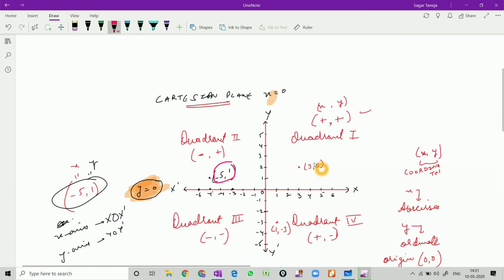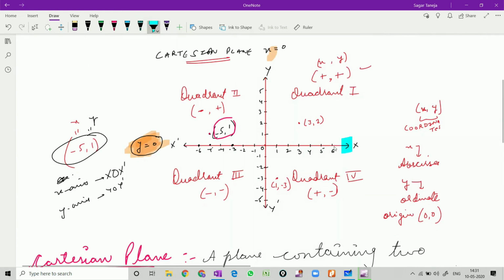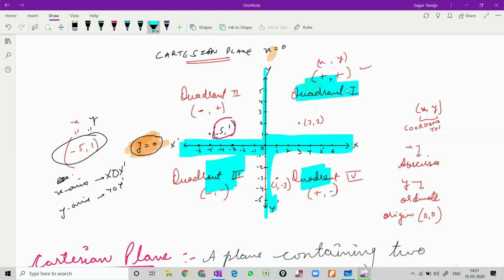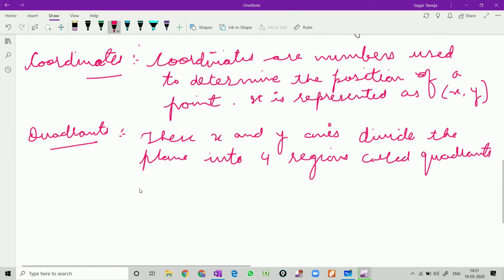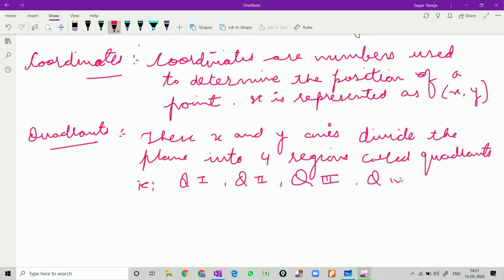Clear? And here we have different quadrants. The one is like this, XOY, then YOX dash, then X dash OY dash, then XOY dash. So we have four quadrants: the first, the second, the third, and the fourth quadrant. We can write it as four quadrants, that is quadrant 1, quadrant 2, quadrant 3, and quadrant 4. These are the names of those quadrants. Fine.